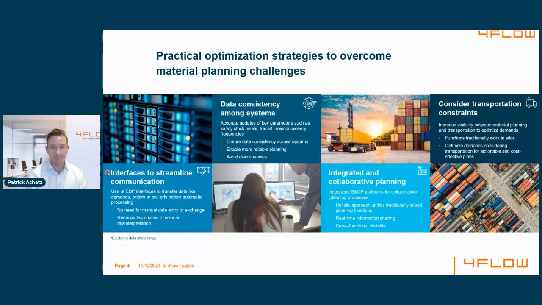And lastly, and this is where we're going to dive a bit deeper today, consider transportation constraints. Traditionally, material and transportation planning have worked in silos. By increasing visibility between these functions, we can optimize demands with transportation in mind, creating plans that are both actionable and cost-effective. These strategies are essential for overcoming material planning challenges, and FourFlow Toro can help implement them seamlessly.